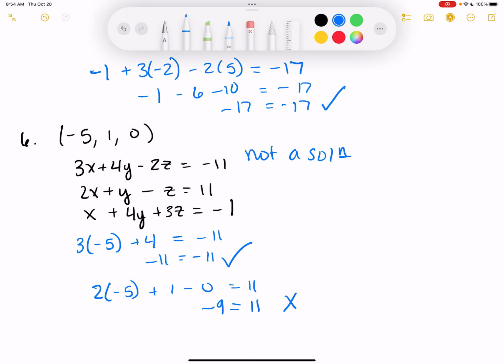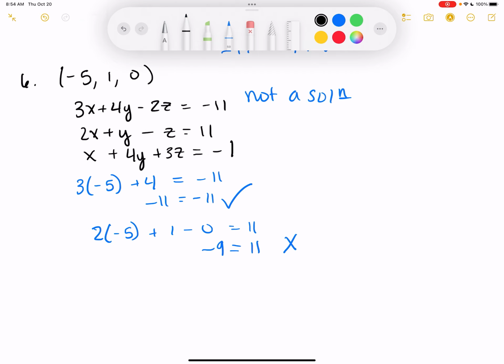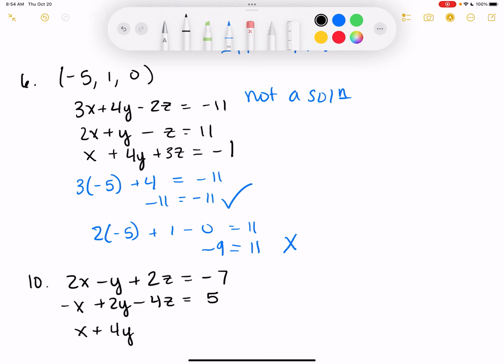All right, so solve the system using the elimination method. Number 10, we've got 2x minus y plus 2z equals -7. We've got -x plus 2y minus 4z equals 5. And x plus 4y minus 6z equals -1.